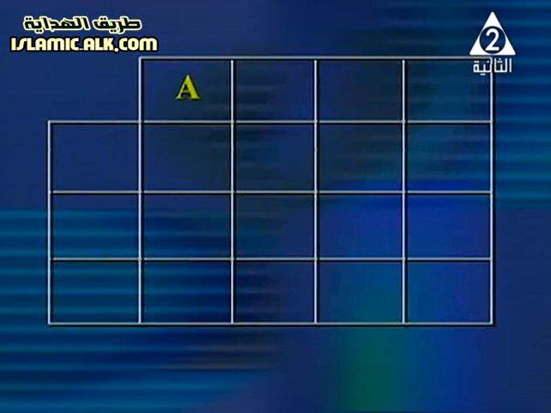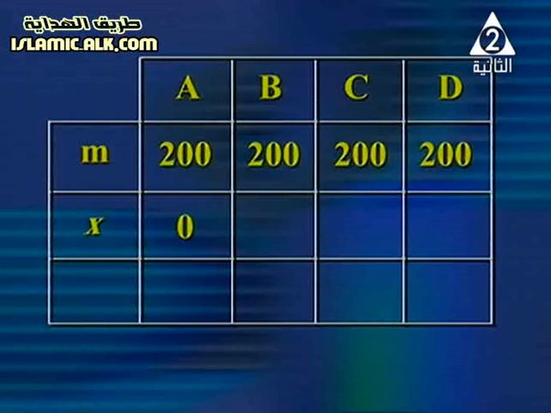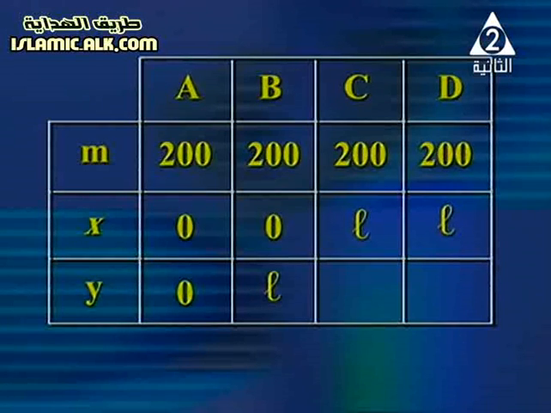Dear student, we have A, B, C, D, the four vertices of the square. What is the mass of A? 200, B 200, C 200, D 200. What is the position of point A? The x coordinate of A is 0, B is 0, this is the origin point, C is at distance L, also D at distance L. What is the coordinate of Y with respect to point A? 0, also B equals L, C equals L, but D equals 0.